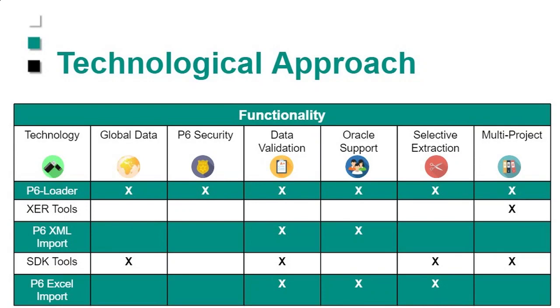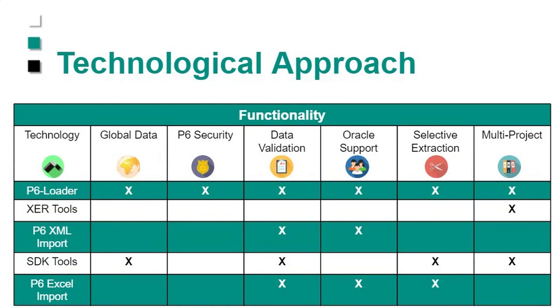We just want to extract the activity code assignments. And finally, we want multi-project capability. So we want to be able to work with multiple projects at the same time. So I want to pull a project and its baselines, or I want to pull two different projects.